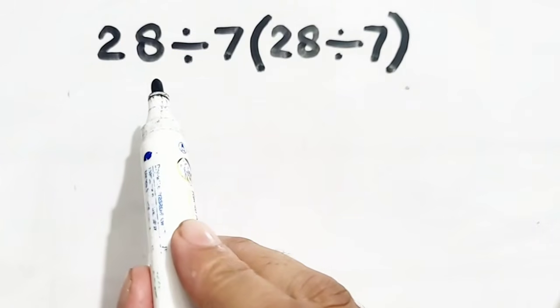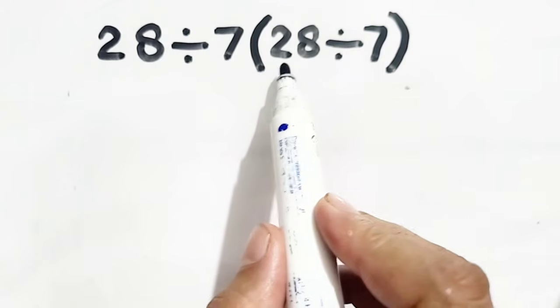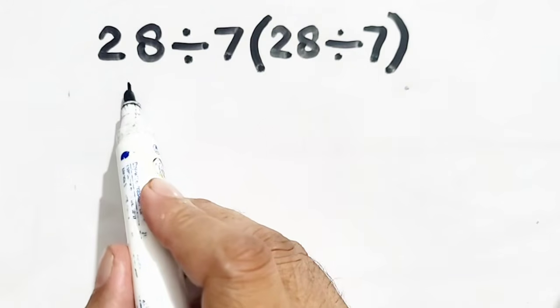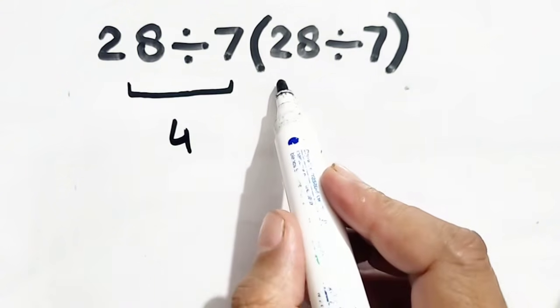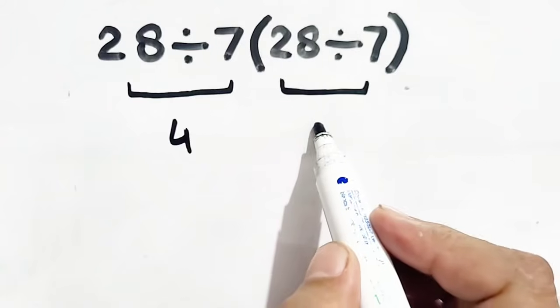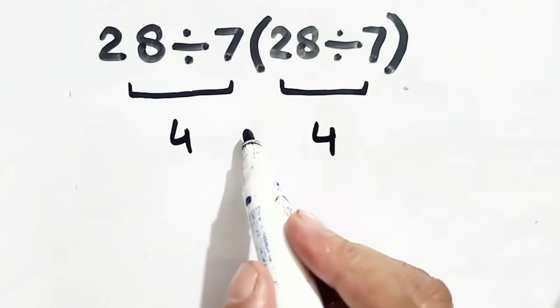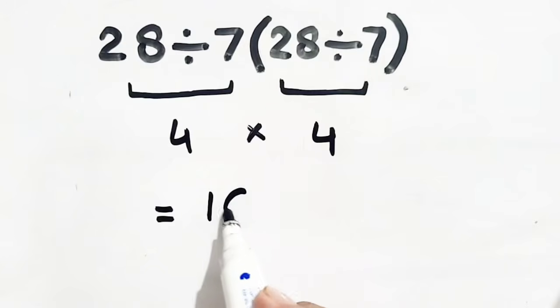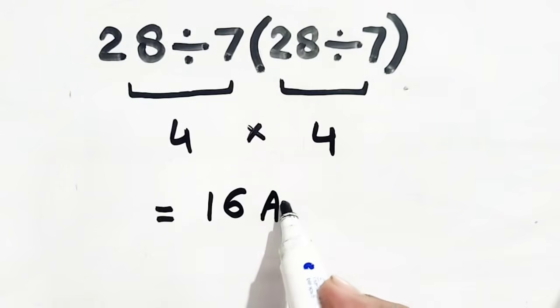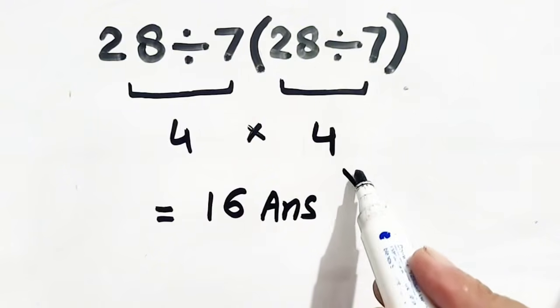I have a new question for you. 28 divided by 7 times 28 divided by 7. 28 divided by 7 will be equal to 4. And 28 divided by 7 is also equal to 4. And here is no sign, so we will put a multiplication symbol. 4 times 4 will be equal to 16, which will be our answer. But remember that this answer is not correct.